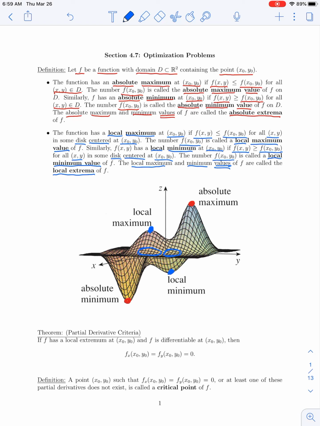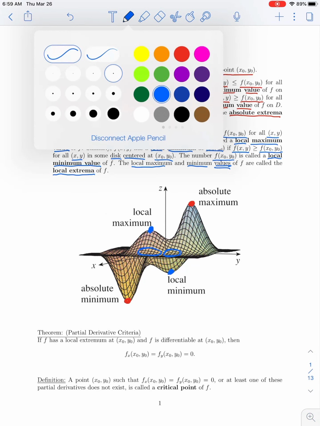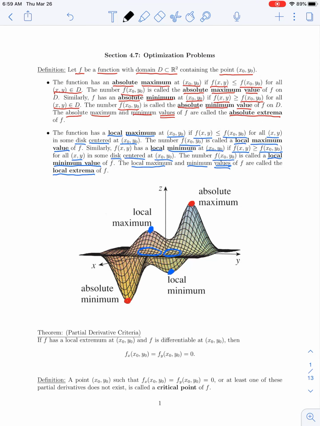So now that we've introduced this terminology, let's ask ourselves, well, how do we find absolute or local extrema? So let's think back to how we found the maximum and minimum values of a single variable function in Calculus 1. If we were working with a function f(x), let's look at the graph of such a function.